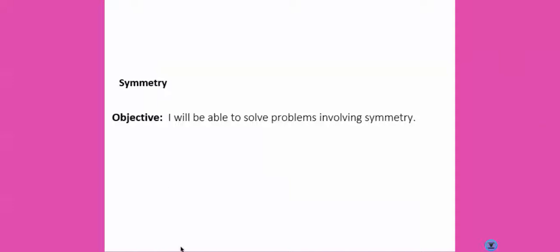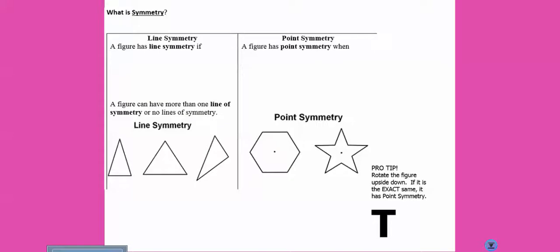Alright, today we're going to be talking about symmetry, and our objective is that we'll be able to solve problems involving symmetry. So what is symmetry? Symmetry just means that it's the same on both sides.